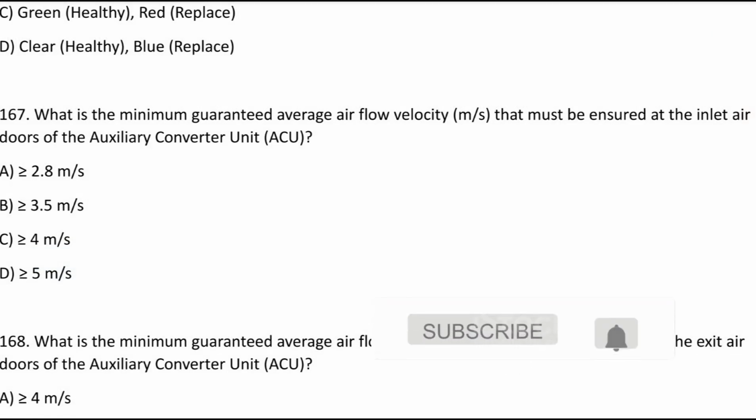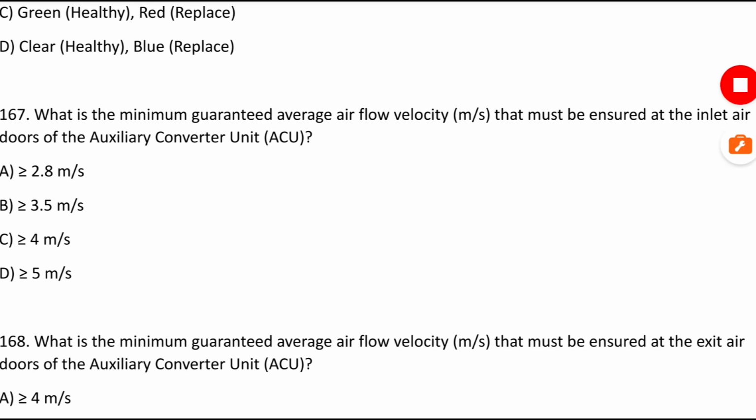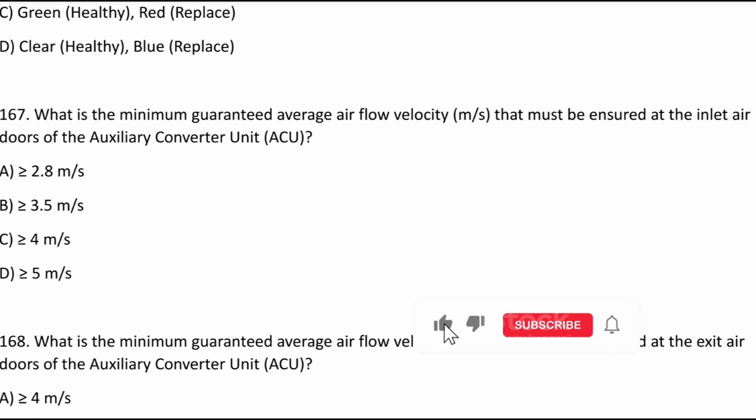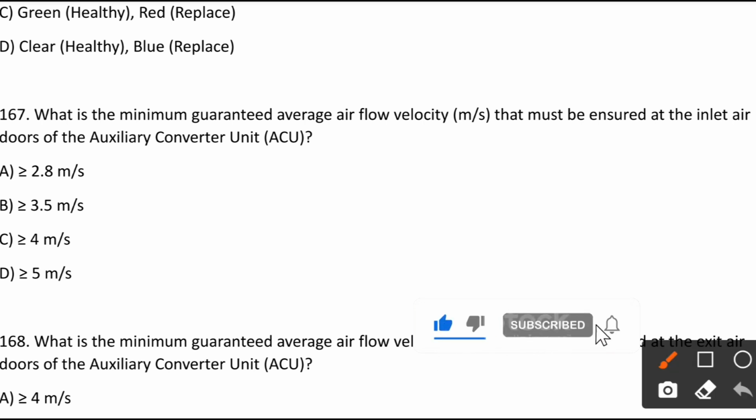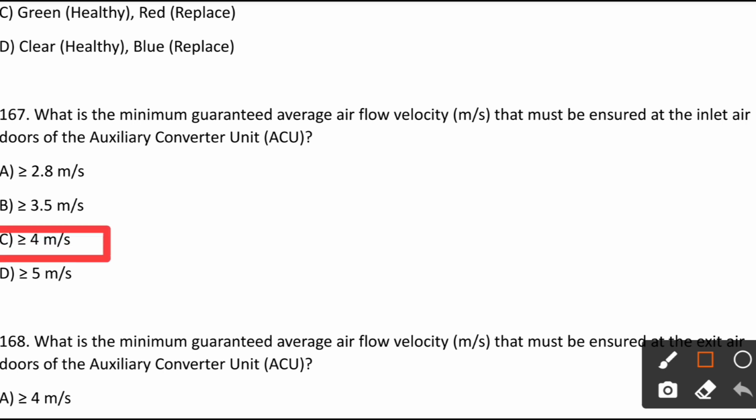167. What is the minimum guaranteed average airflow velocity that must be ensured at the inlet air doors of the auxiliary converter unit? A. 2.8 m/s, B. 3.5 m/s, C. 4 m/s, D. 5 m/s. The correct answer is C. 4 m/s.